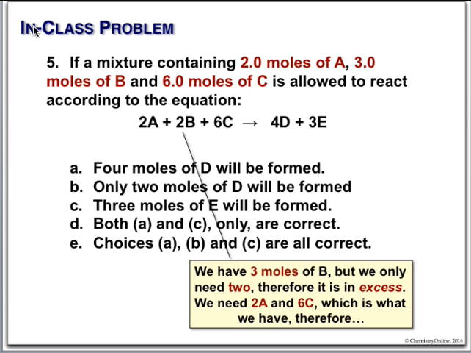So what's going to happen? If we have enough of everything here, we're going to get 4 D's, aren't we? So that's this guy. B says only 2 moles of D will be formed. Well, that's not right, is it? Because we just said it's 4. C, 3 moles of E. Well, if we have these guys, we will get 3 E's. So that's right. That means that the best answer here is A and C. We have excess B, we have just enough A and C.